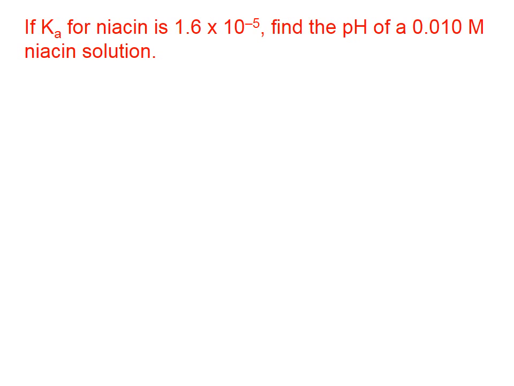Here we're going to use this problem to show another ICE calculation, and then we're going to introduce what I call the quadratic shortcut. We've got the Ka for niacin, and we know the concentration of the niacin solution, and we want to find the pH.